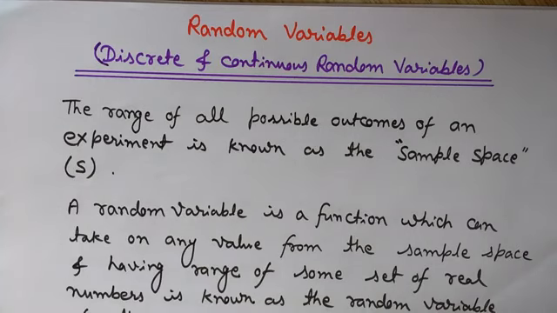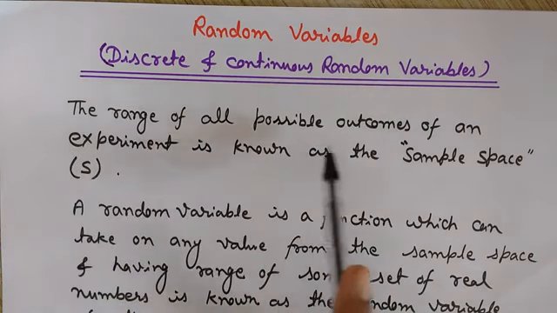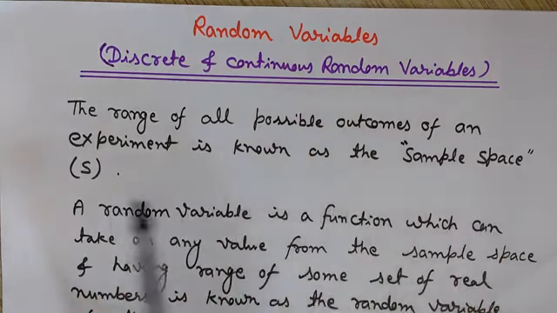But before knowing what random variables are, let me tell you some terminologies that will be used here. What is sample space? Actually, the range of all possible outcomes of an experiment is known as the sample space.